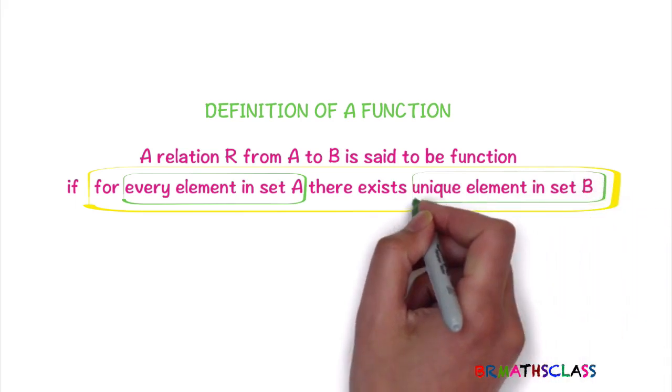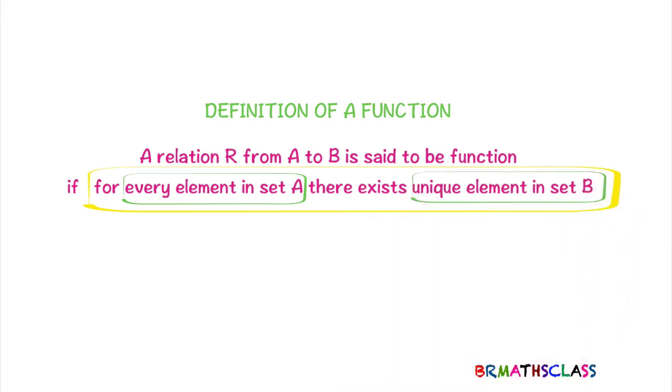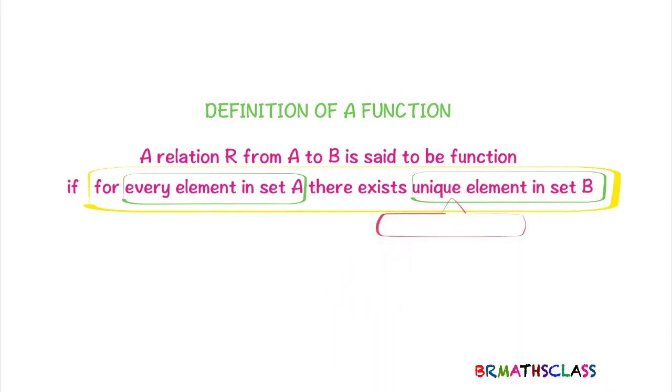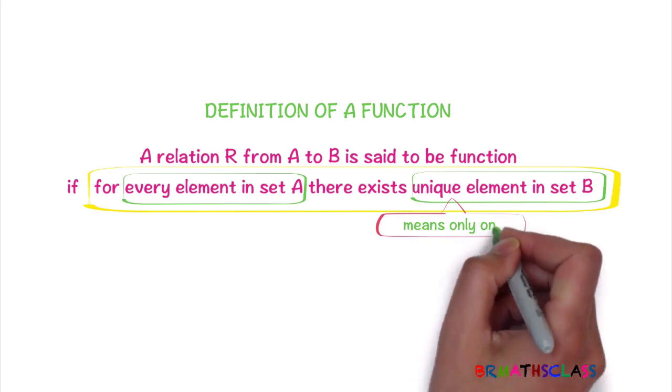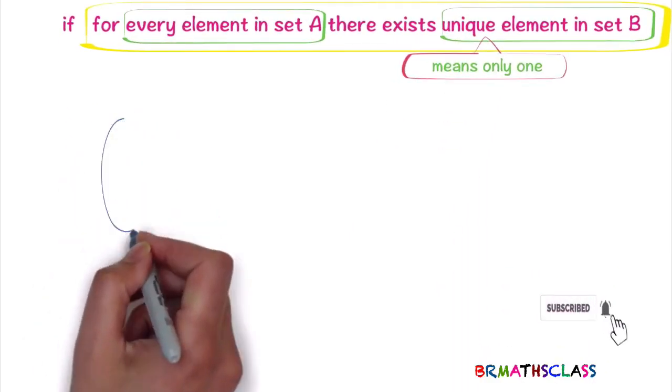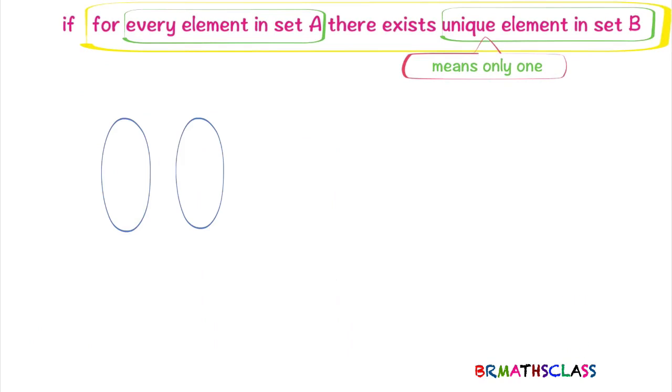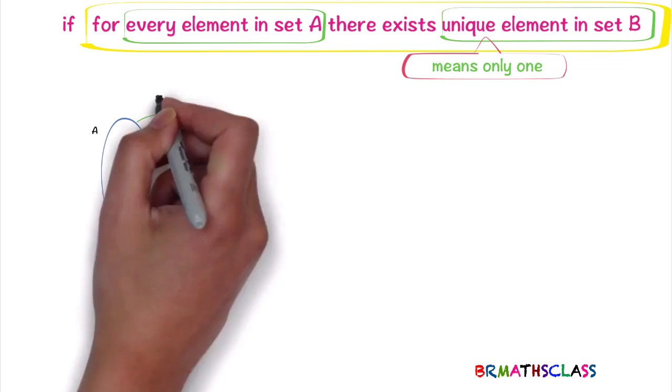Unique element. Unique element means only one element. Now I'll try to explain the definition of function with the following examples. Now I'll consider a relation R from A to B.